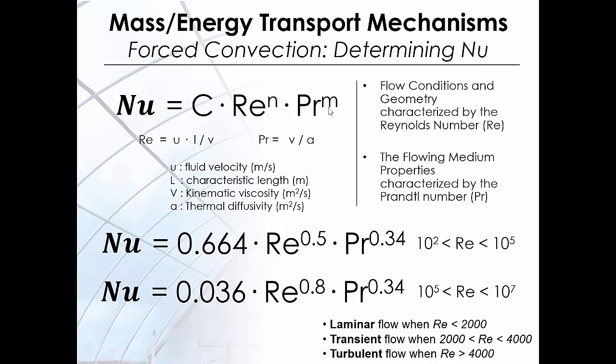For low ranges of Reynolds numbers, for instance 10^2 to 10^5, we can use this equation, while the Nusselt number equation takes this form for a Reynolds number ranging from 10^5 to 10^7. Since these equations are a result of laboratory experimentation, it is necessary to modify them to apply to greenhouse settings.